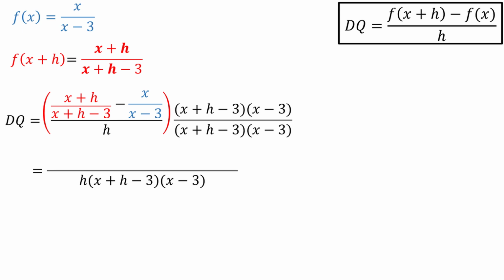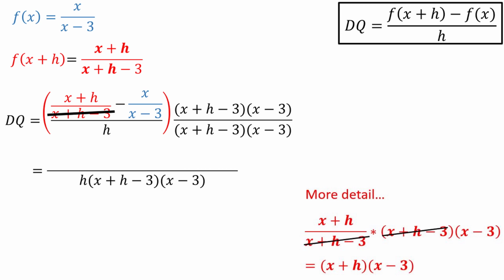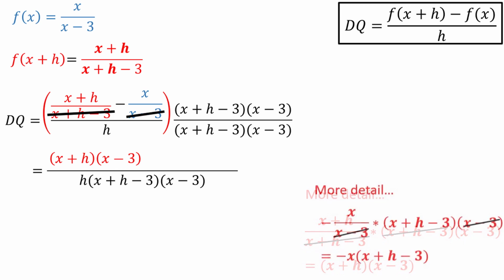In the numerator, we need to think of x plus h minus 3 times x minus 3 being distributed to each of our terms inside the parentheses. For the first term, the x plus h minus 3 will cancel, but we will have the x minus 3 left over, so that we will have x plus h times x minus 3. For the second term, the x minus 3 will cancel, so that we are left with x times x plus h minus 3, which all needs to be subtracted.